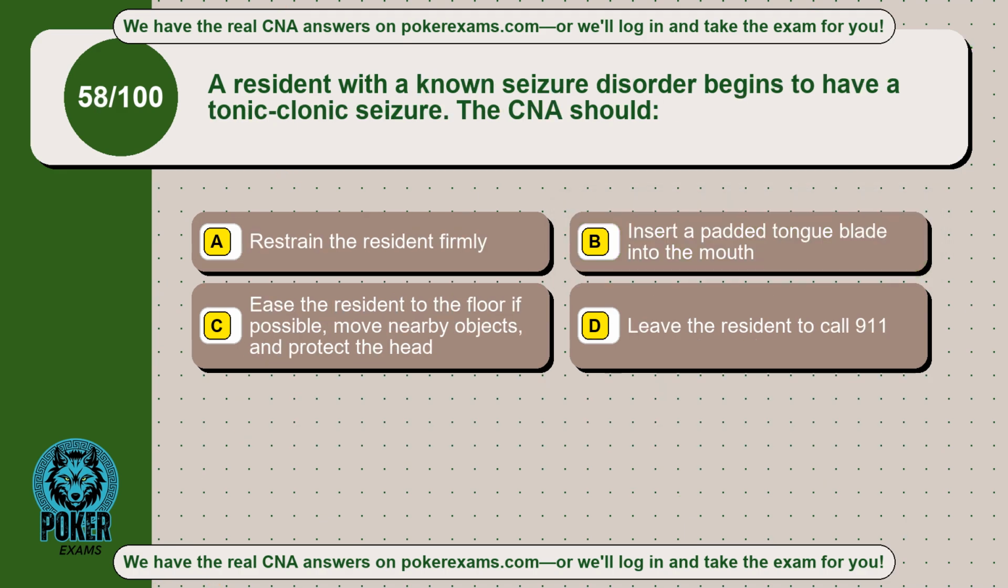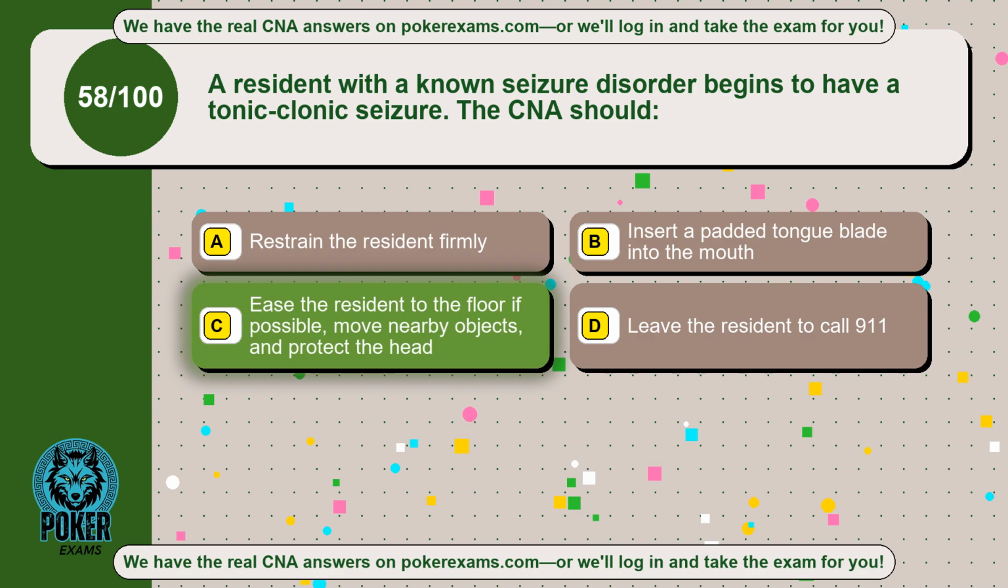Question 58. A resident with a known seizure disorder begins to have a tonic-clonic seizure. The CNA should: Option A, restrain the resident firmly. Option B, insert a padded tongue blade into the mouth. Option C, ease the resident to the floor if possible, move nearby objects, and protect the head. Option D, leave the resident to call 911.